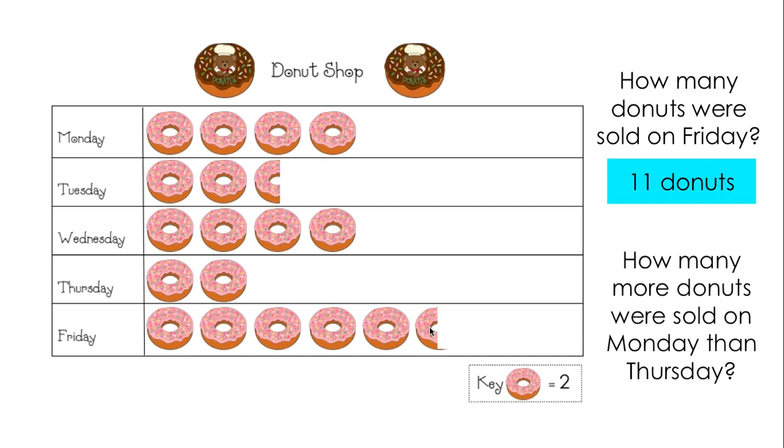How many more donuts were sold on Monday than Thursday? The answer is 4 donuts. You had to figure out how many were sold on Monday, 2, 4, 6, 8, and how many were sold on Thursday, 2, 4, and then find the difference. You could have subtracted 4 from 8 or 8 minus 4, or you could have looked to see what they have in common. So Thursday has 2 donuts, and the leftovers would be the difference. So 2, 4.